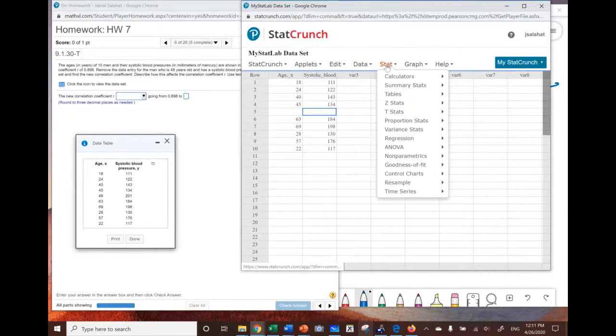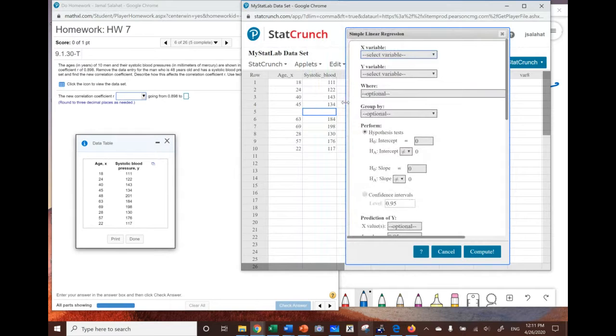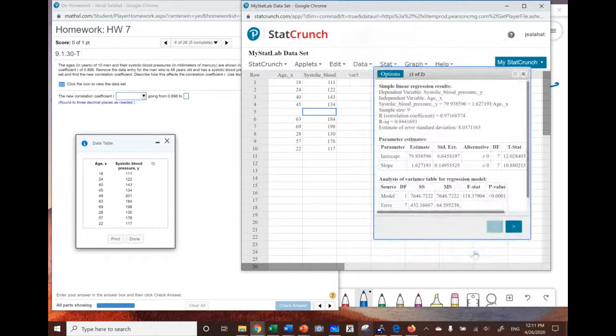So to calculate R, we go to Stat, we go to Regression, Simple Linear, click. Then the X variable, and let's go with this. The X variable will be age. And the Y variable will be systolic blood pressure. And just don't do anything in here, just go to Compute. And this is the R that we got.